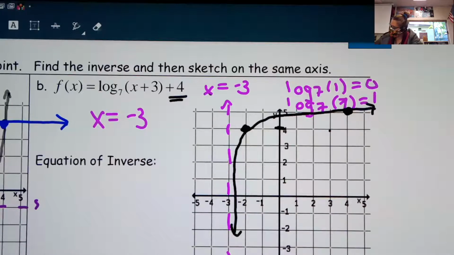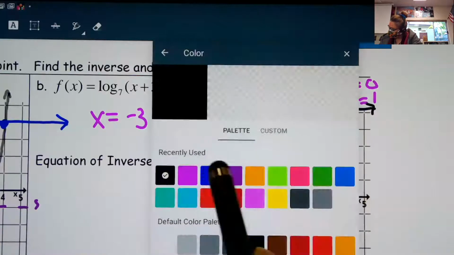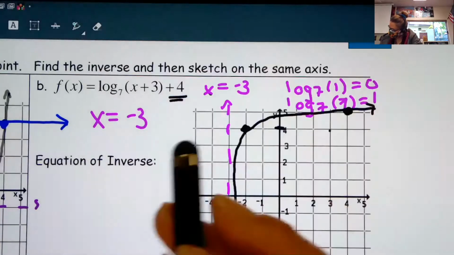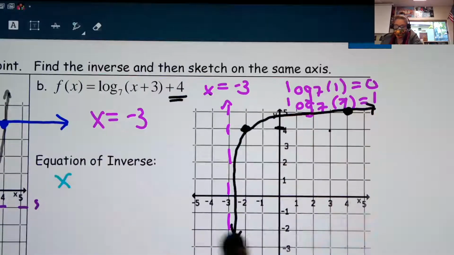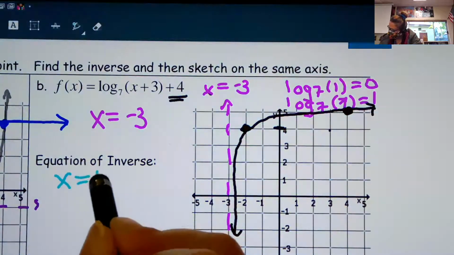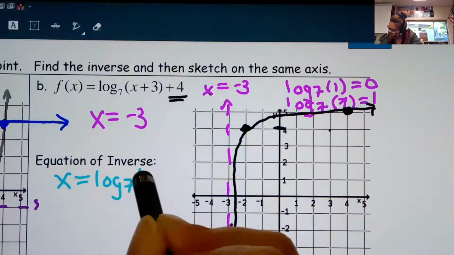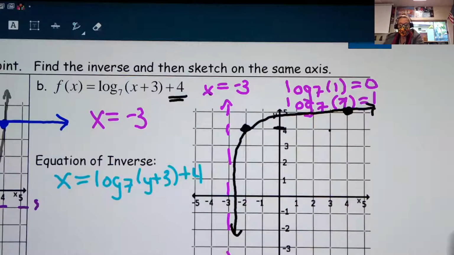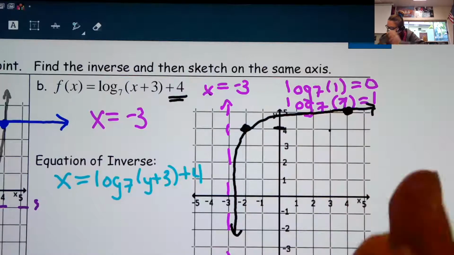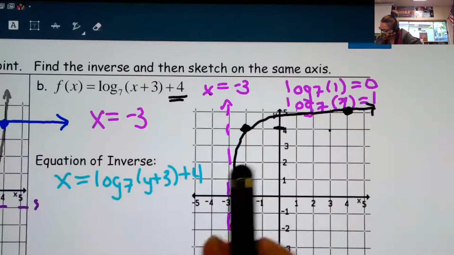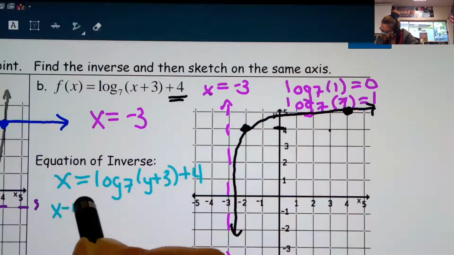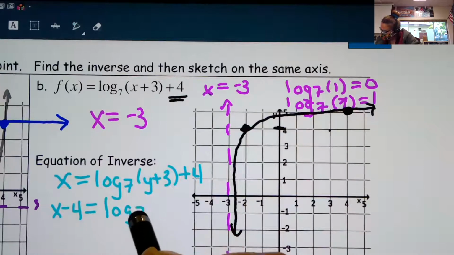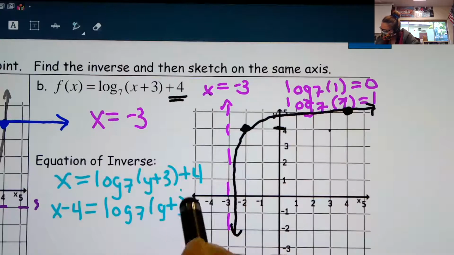Now I need to do the inverse. And to find the inverse, I am going to switch my x and y. So I'm going to have x equal log base 7 of y plus 3 plus 4. I am going to do like I did with my exponential. I had to get my base by itself. In this case, I have to get my log by itself. So I'm going to minus 4 equals log base 7 of y plus 3.